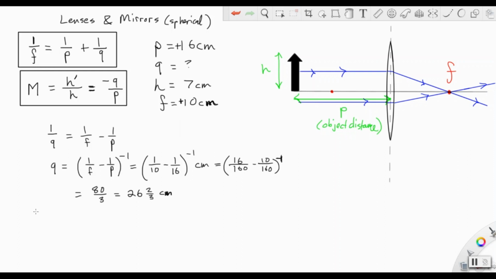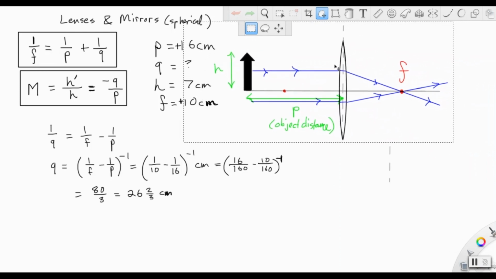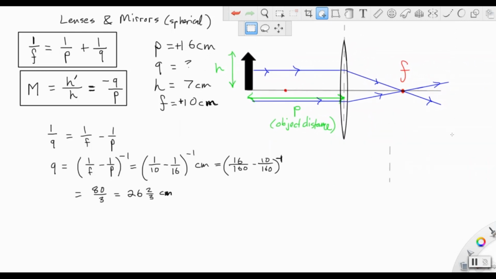All right, so let's see here. What's next? What does this mean? 26 and 2/3 centimeters. The image shows up 26 centimeters away. Looks like we have to move this thing over a little bit, to make sure that we have enough room for where the image is going to show up.